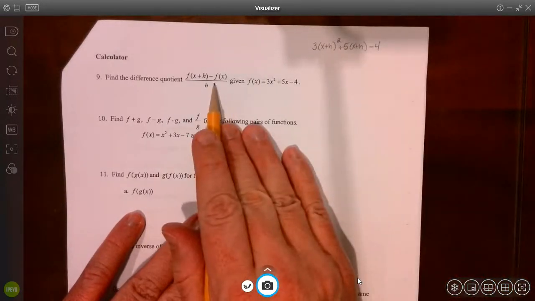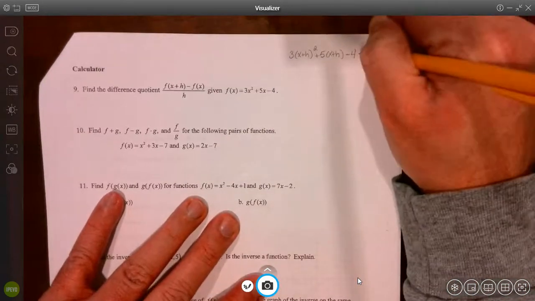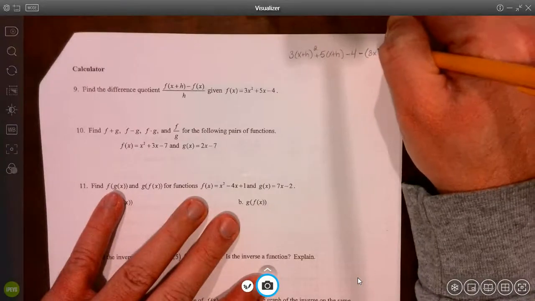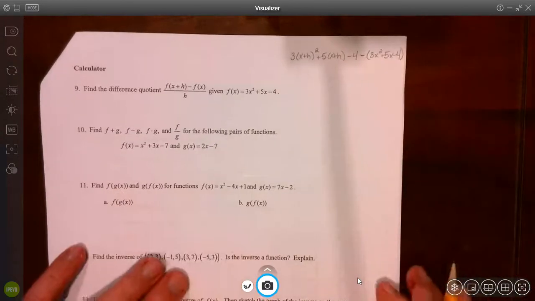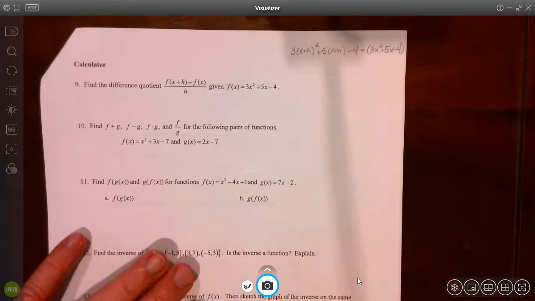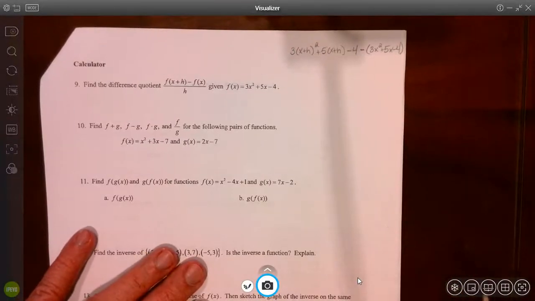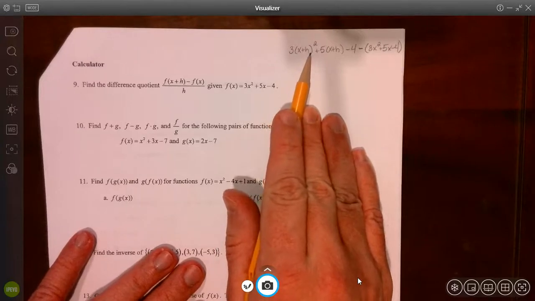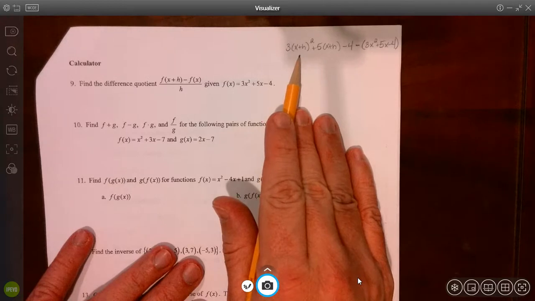Then, of course, I just subtract out my entire f of x. So minus, I want to put this in parentheses, (3x squared plus 5x minus 4). We want to put that in parentheses so that we remember to subtract out the whole function, which means to distribute that negative throughout. Do be mindful that (x plus h) squared is not just x squared plus h squared. I repeat, it is not that. So many students try to tell me that it is every semester.